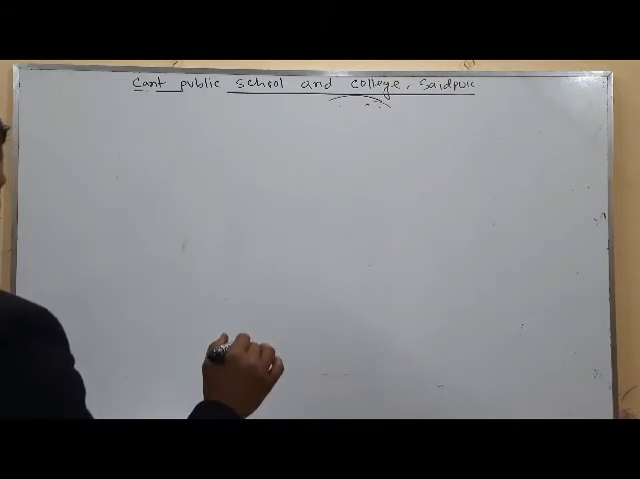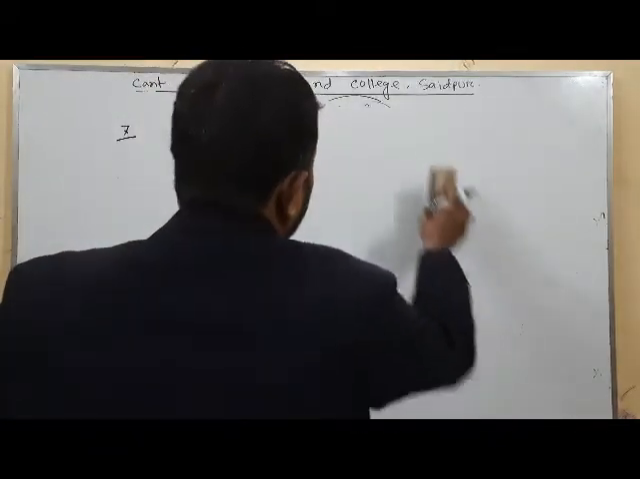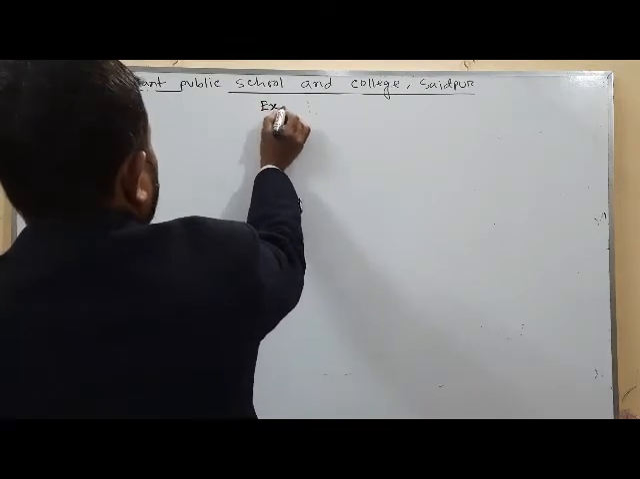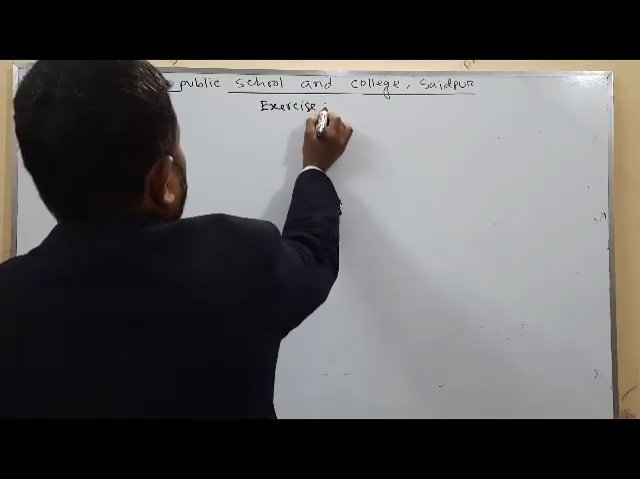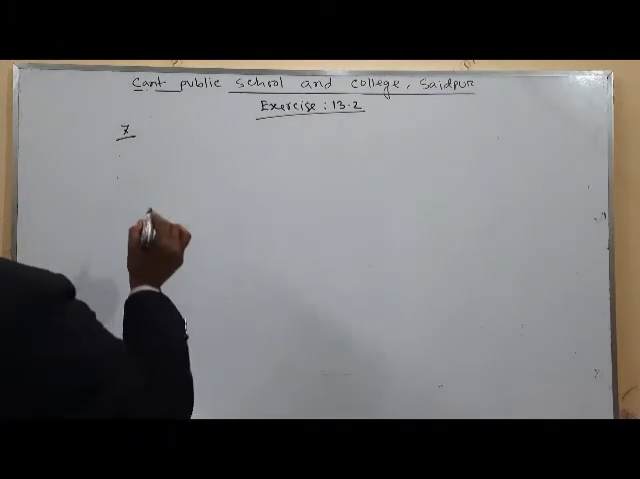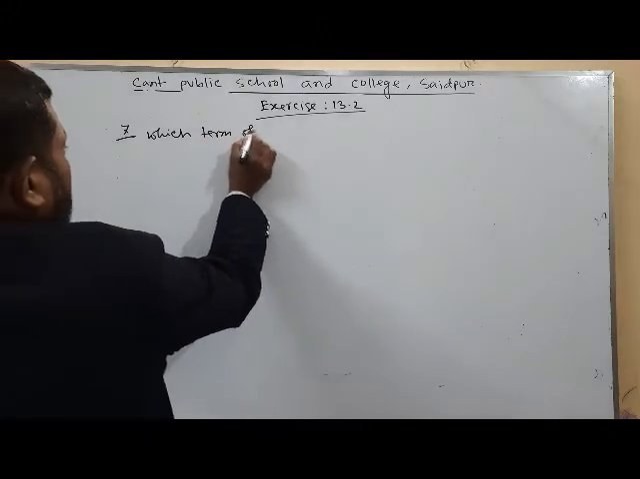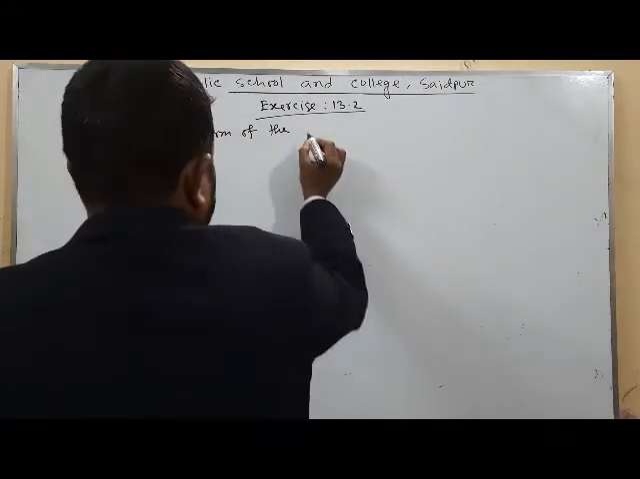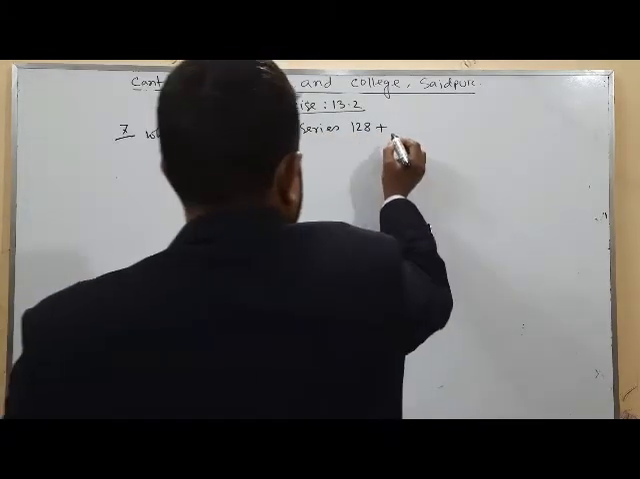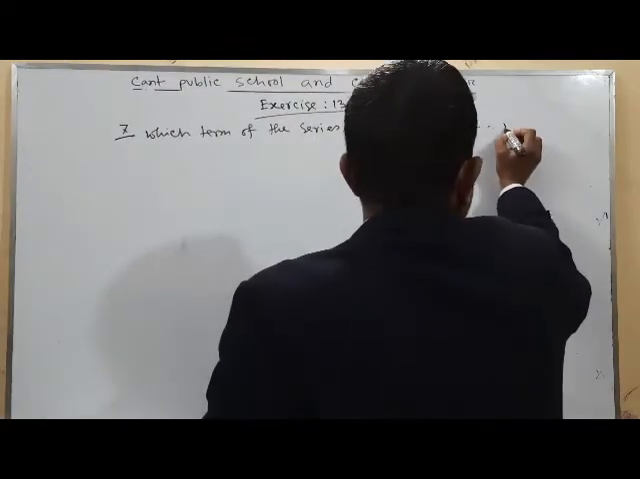I'll solve here first exercise 13.2, question 7. Which term of the series 128, 64, 32, and so on, is half?